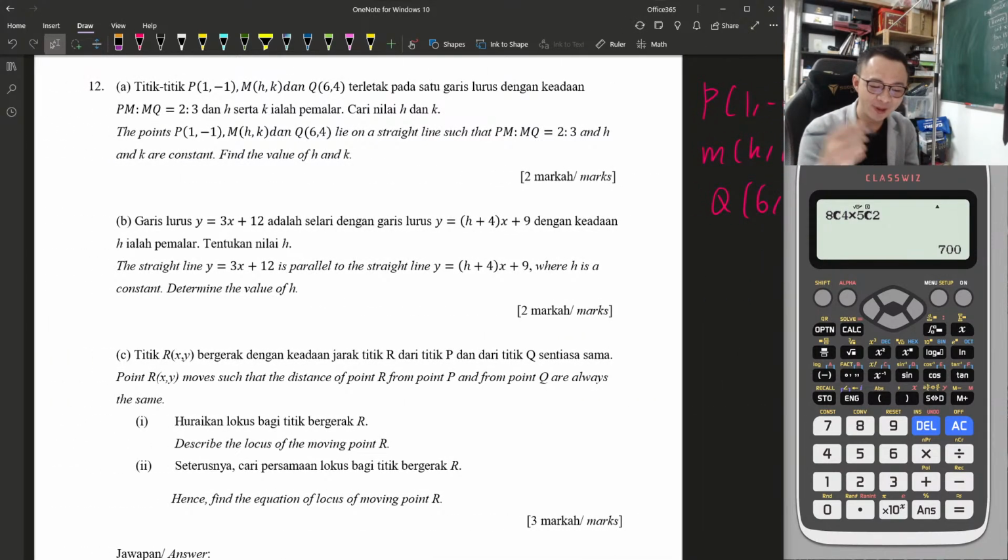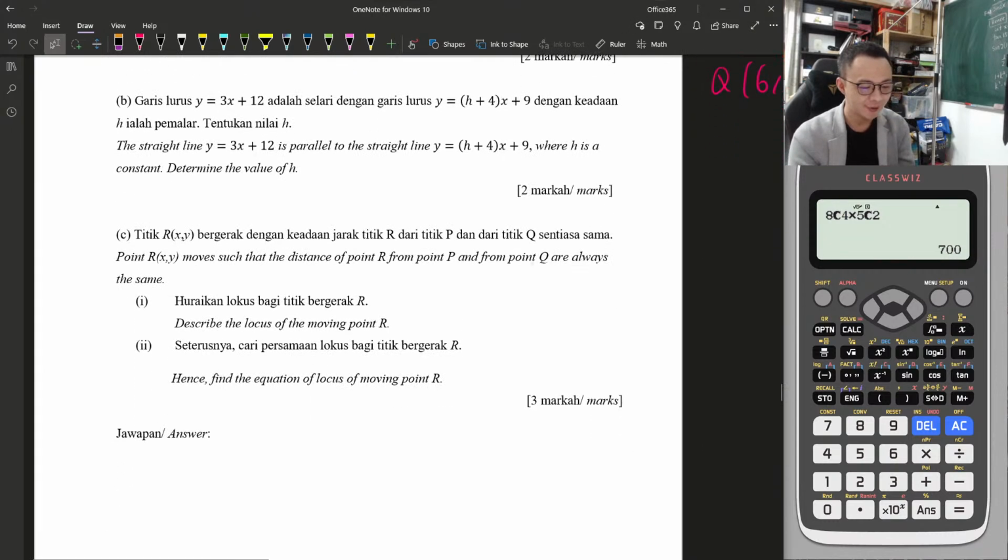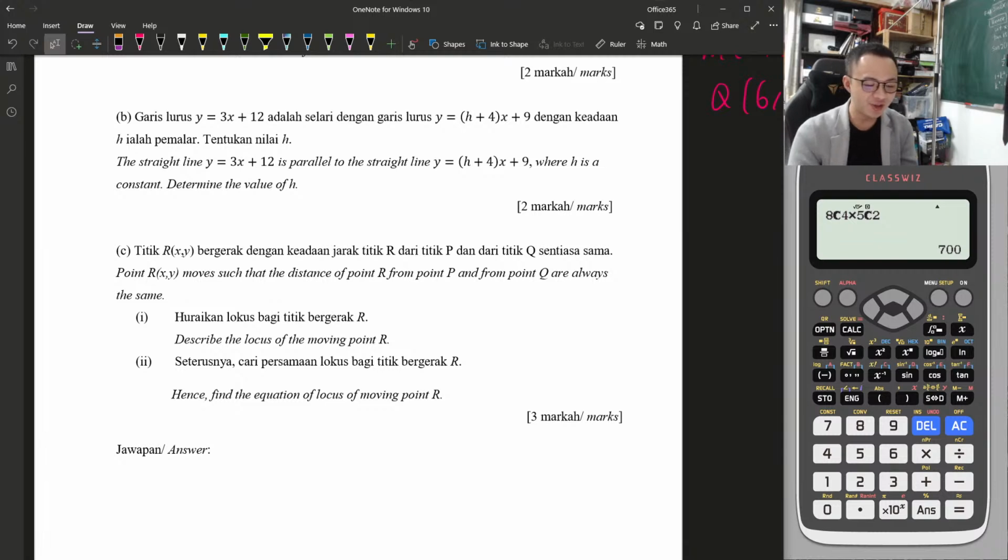All right, so let's move on to the next one. The straight line y equals 3x plus 12 is parallel to this straight line, where h is a constant. Determine the value of h here.